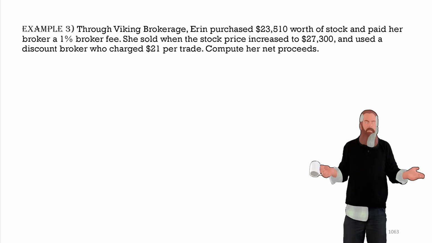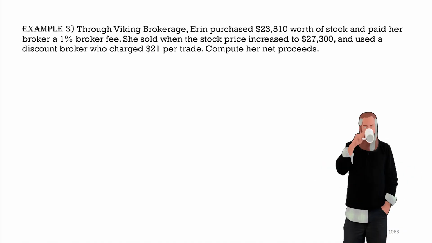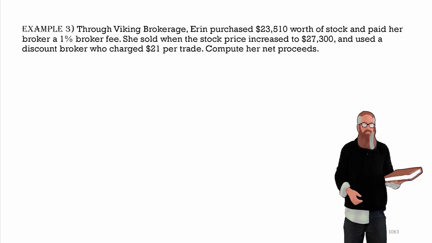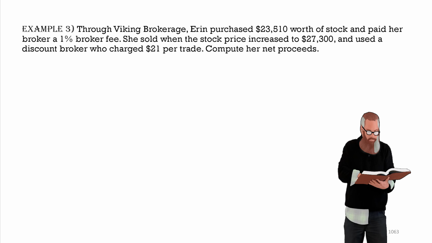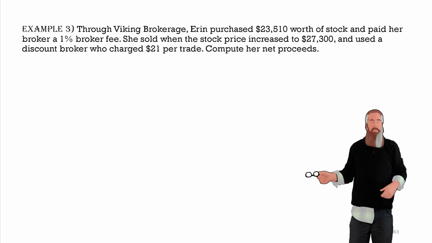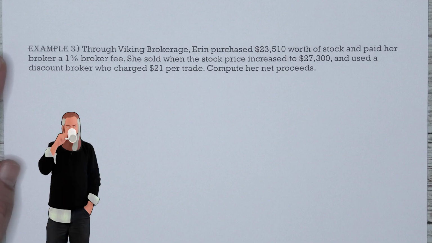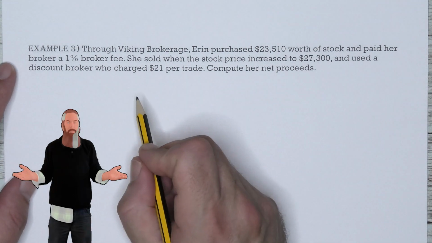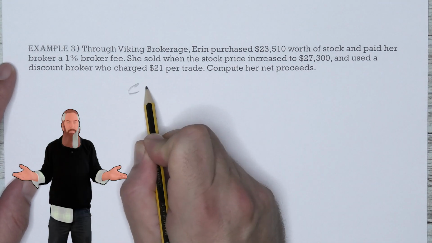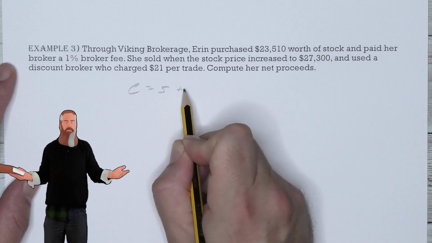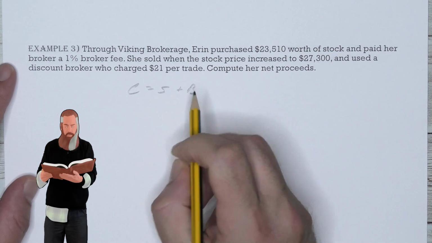Through Viking Brokerage, Erin purchased $23,510 worth of stock and paid her brokerage a 1% broker fee. She sold when the stock price increased to $27,300 and used a discount broker who charged $21 per trade. Compute her proceeds. So we need to find the purchase cost, which is going to be the purchase cost C equal to the cost of the stock S plus the brokerage fee B.